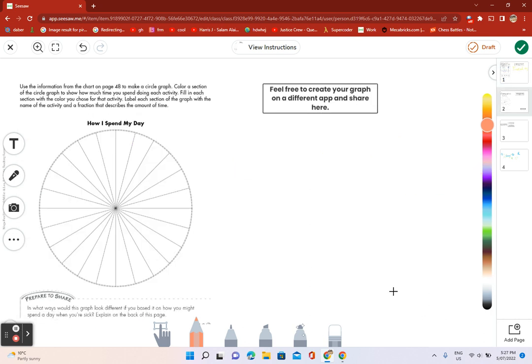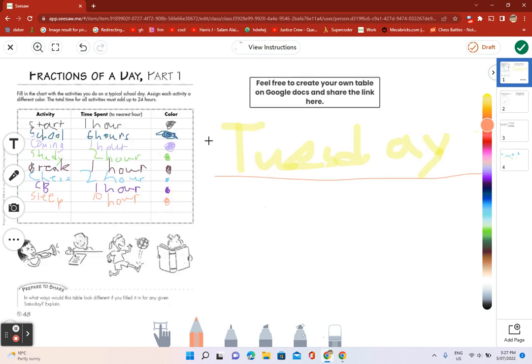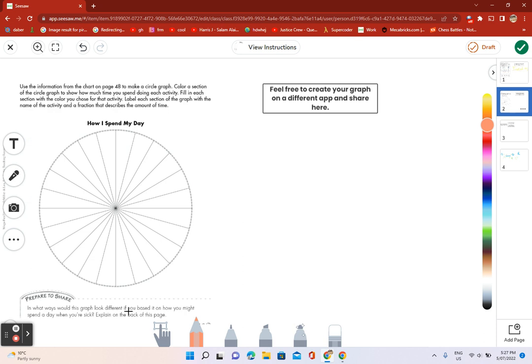Okay, and the last activity we're going to be doing is creating a graph, okay? And basically the reason why we picked colors for these different activities is we're going to use them as a key to represent this pie chart. And I'll be right back as I do this for you.